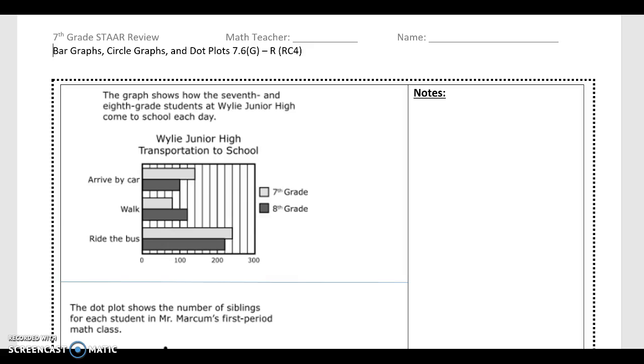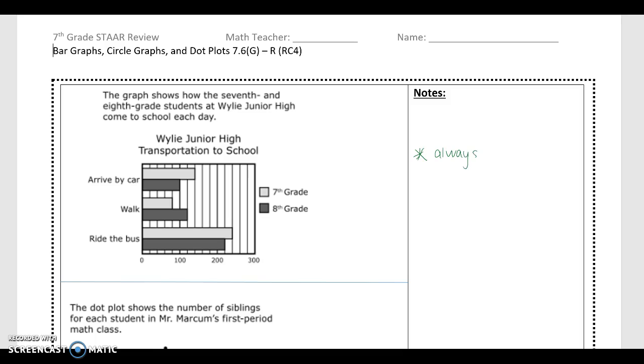Happy Tuesday, everybody. Today we're looking at graphs, so we're going to start by looking at bar graphs. One thing I want you guys to remember for bar graphs is always write the totals next to each bar first. That is going to help you better analyze the graph.